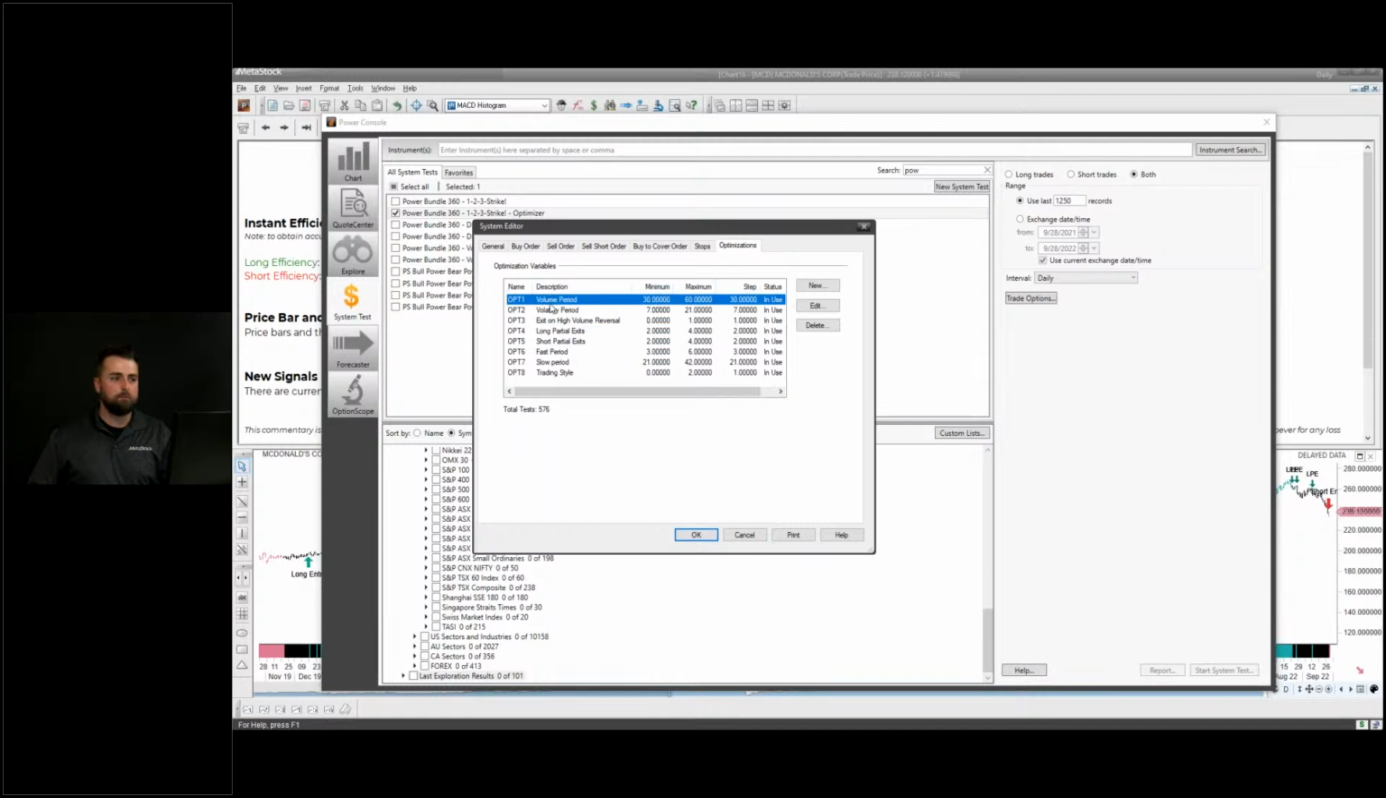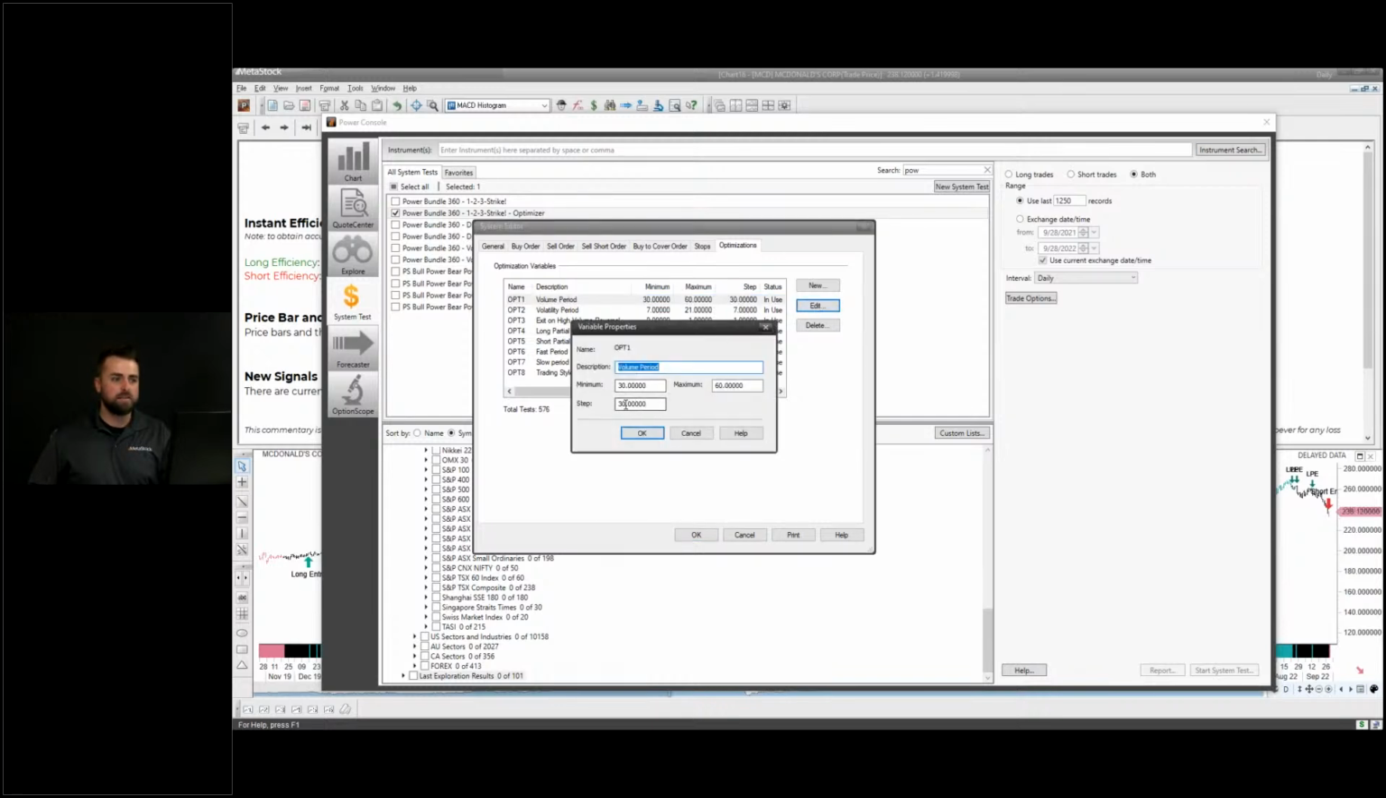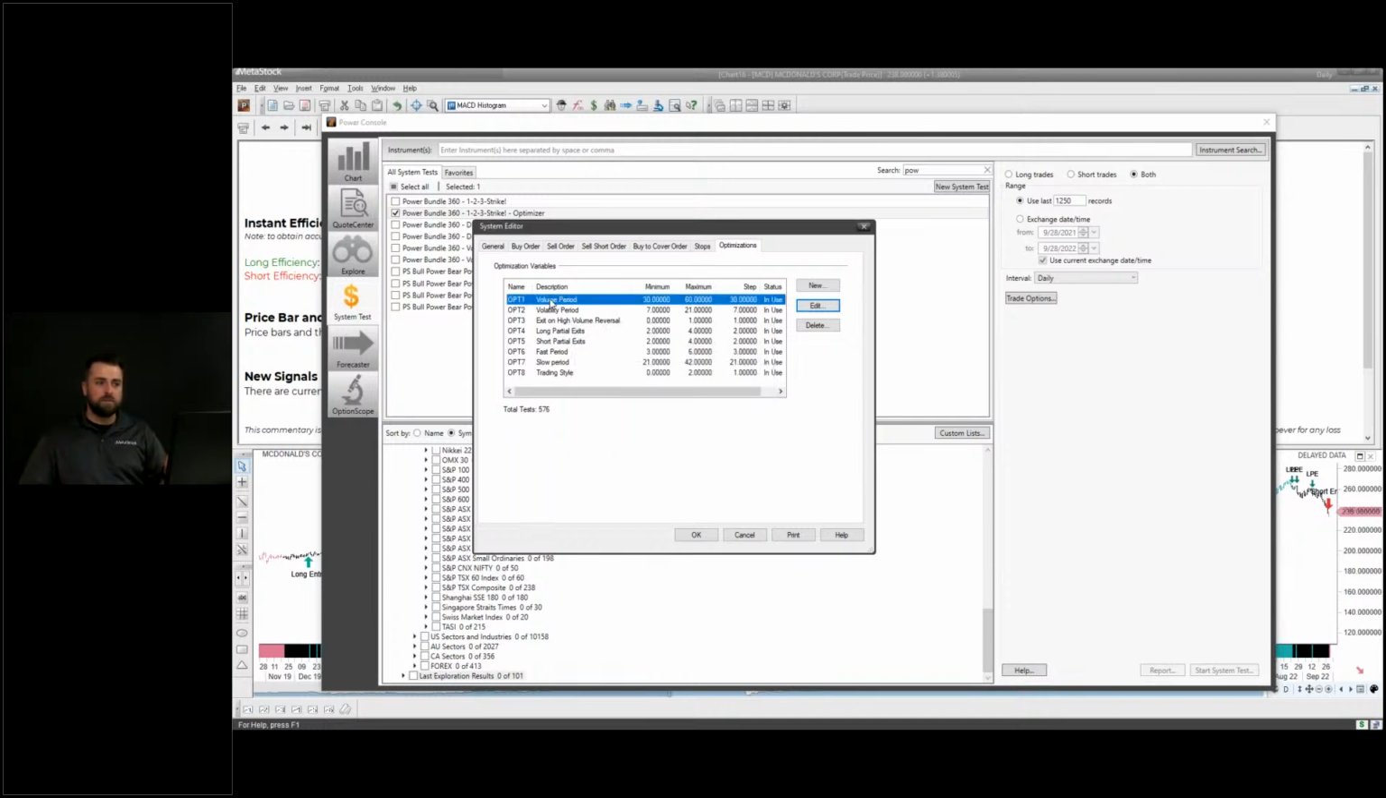So you can say, hey, I want it to search for the volume period between 30 and 60, and this is using steps of 30, but you can edit this and say, I want to do steps of 5. So if I did that, it's going to run the system test and check all the variables between 30 and 60, I'm pointing at my screen, in 5-step intervals. So 30, 35, 40, 45, 50, and 60. Because these are how many parameters that it's utilizing with the data. But I can choose the ones that I want on these.